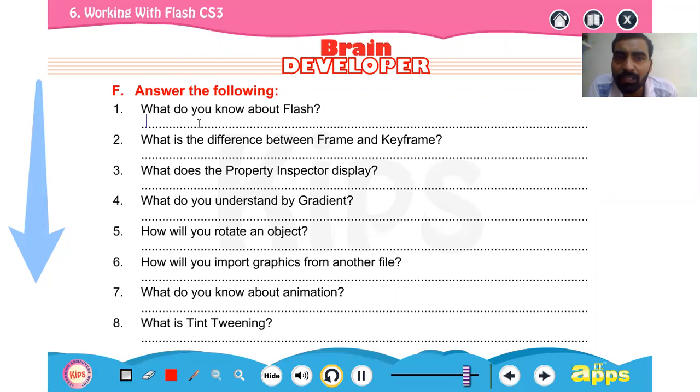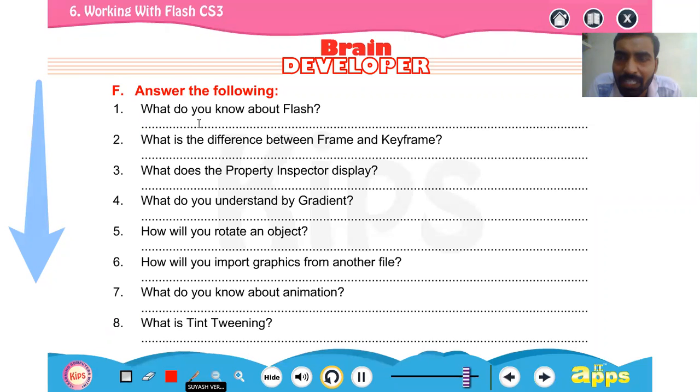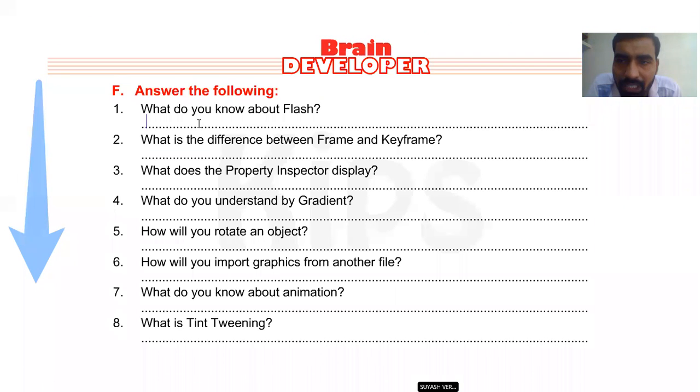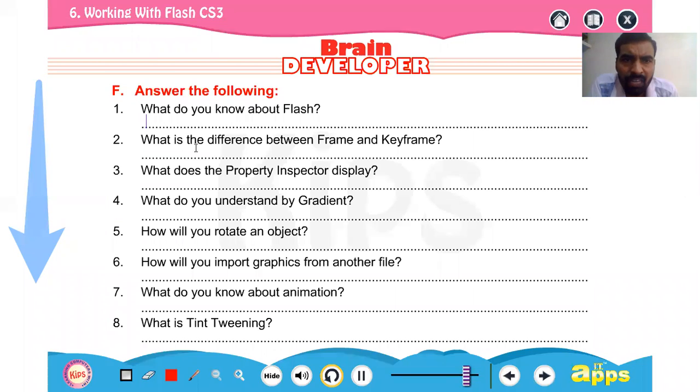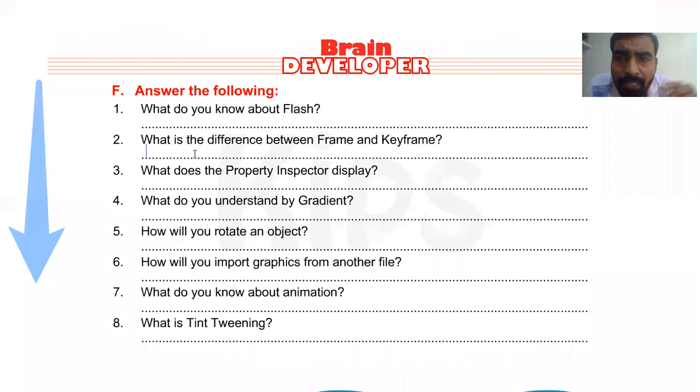What do you know about Flash? So you can tell Flash is an animation software developed by Adobe Systems, and it was formerly known as Macromedia Flash. Then what is the difference between frame and keyframe? Sir, we have to write the big answer, no? Yes, you have to write the answer as per what you have studied in the book, okay?